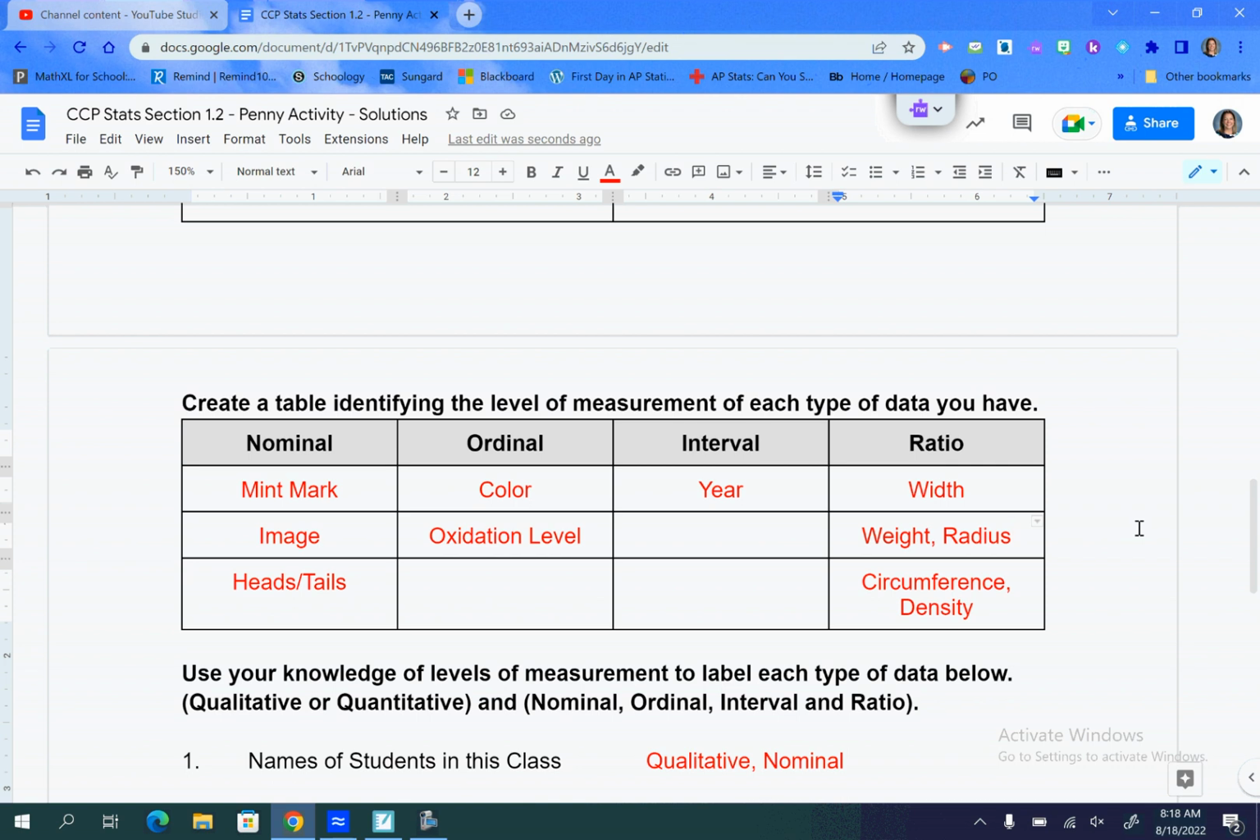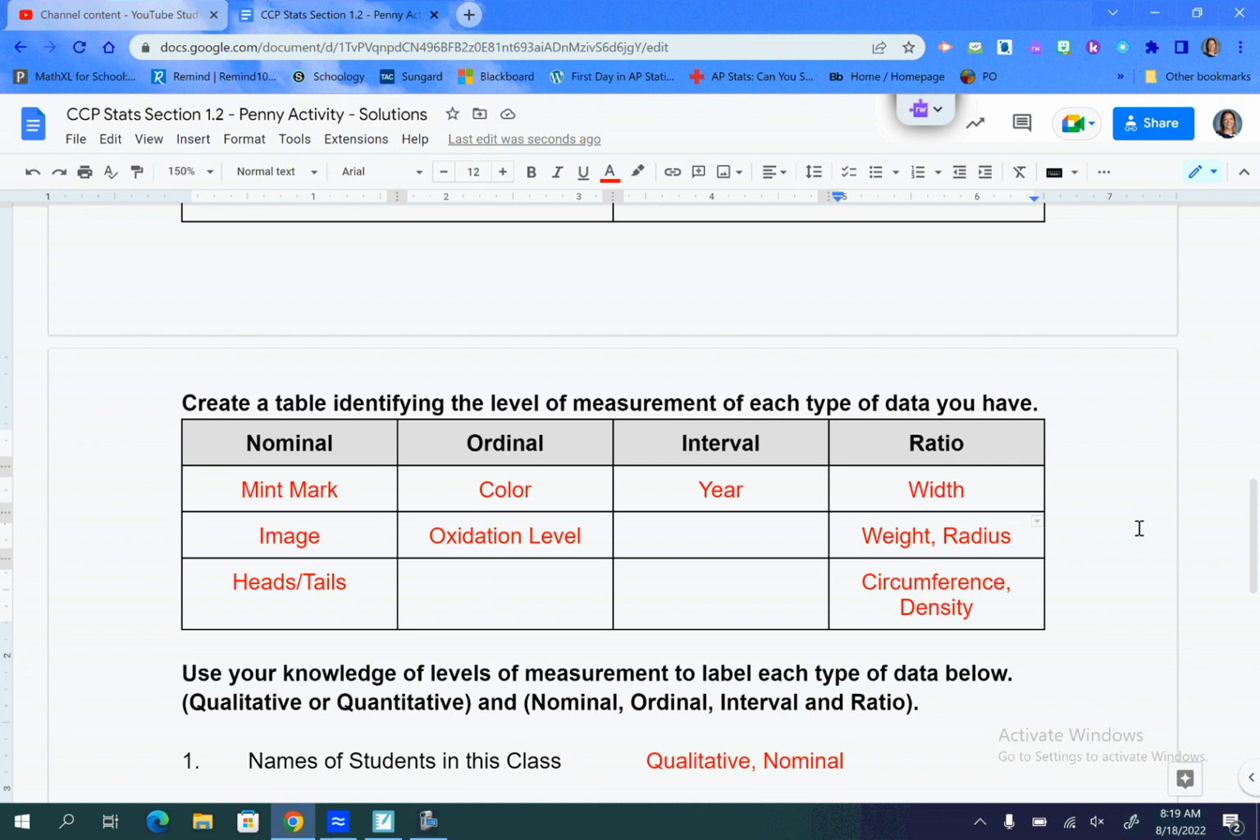Then we get to things that we can order. We could order color and we could order oxidation level. You know, brightest to dullest, like shiniest to dullest. You could order them that way, or you could order them with the least oxidation to the most oxidation. So still qualitative data, but something that we can put in a certain order. The year on the penny is the interval, and then pretty much anything else that you can do a calculation or a measurement with is going to fall under the ratio category. Okay, questions on those four?